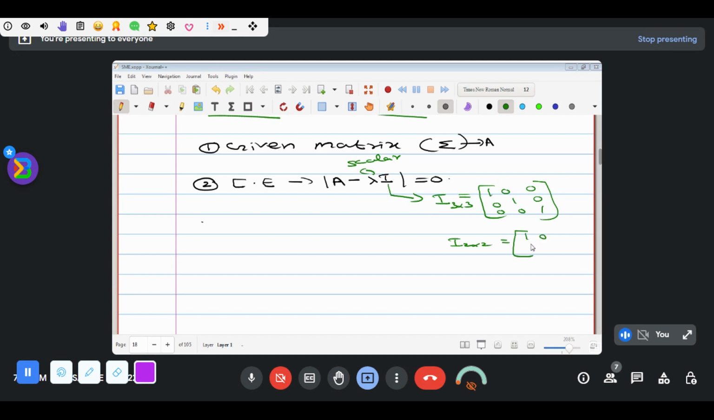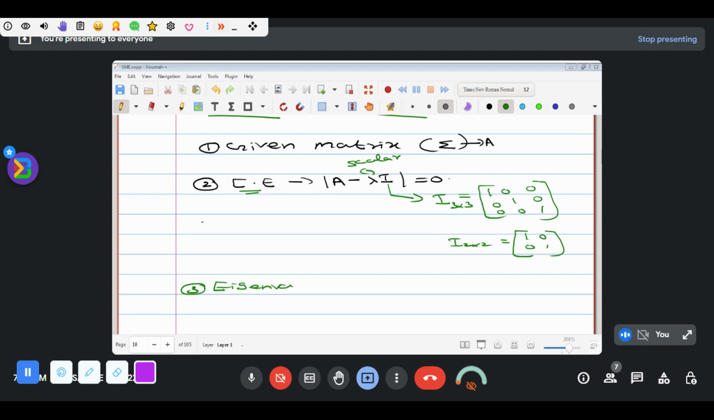Okay, correct. This is a 2 by 2 matrix concept. So you want to find the characteristic equation using this determinant formula. Third one, you want to find the eigenvalues.